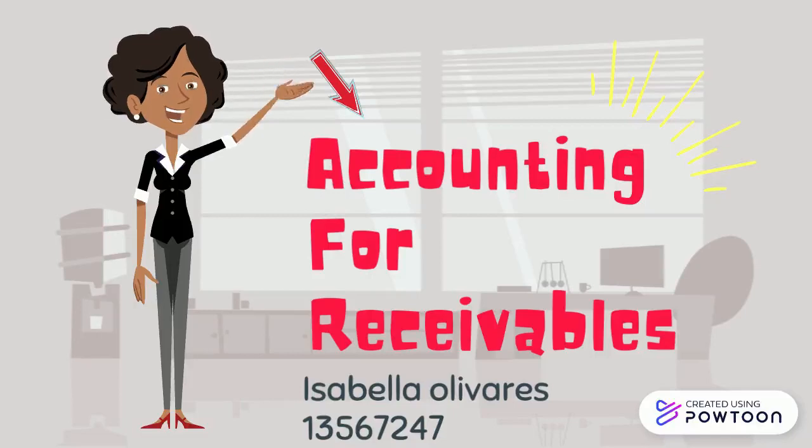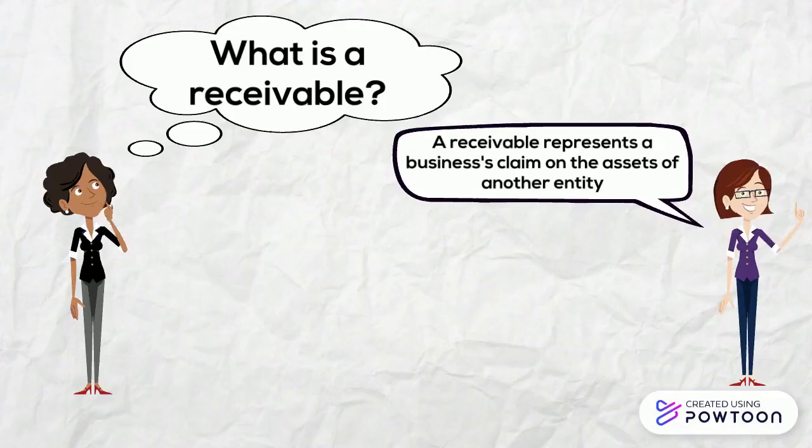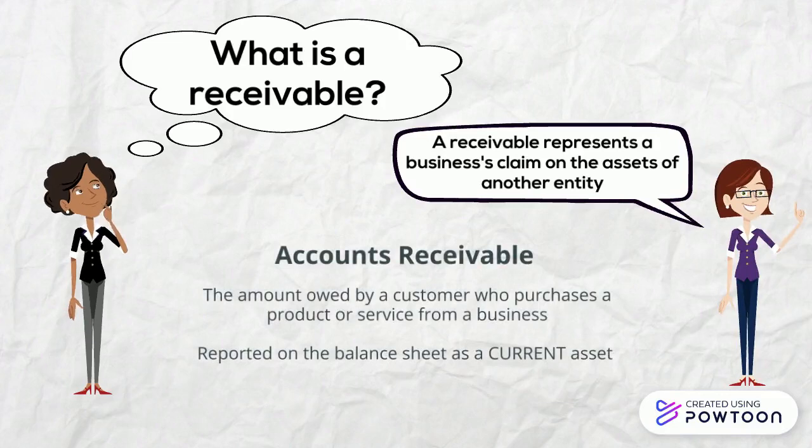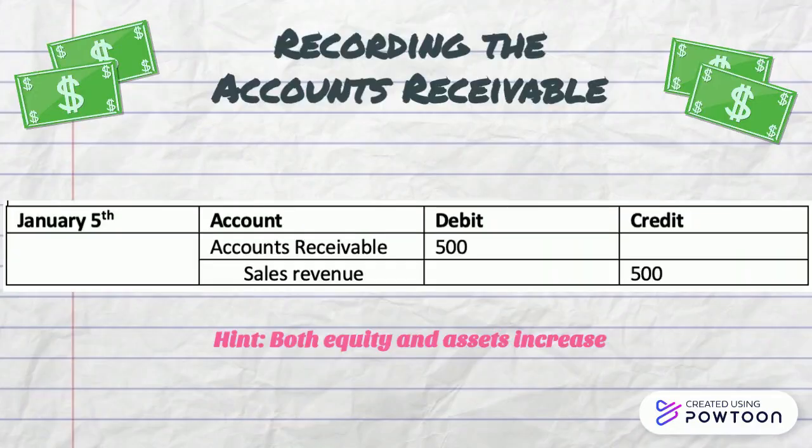Let's break down accounting for receivables. The most common type is an accounts receivable, which is an amount owed by a customer who purchased a product or service from a business. At the time of the sale, the entry requires a debit to accounts receivable and a credit to revenue.